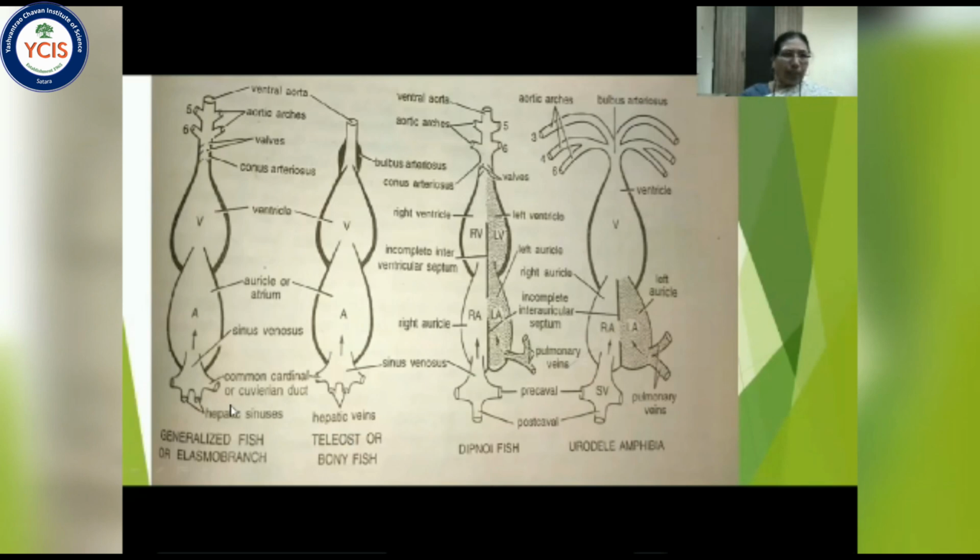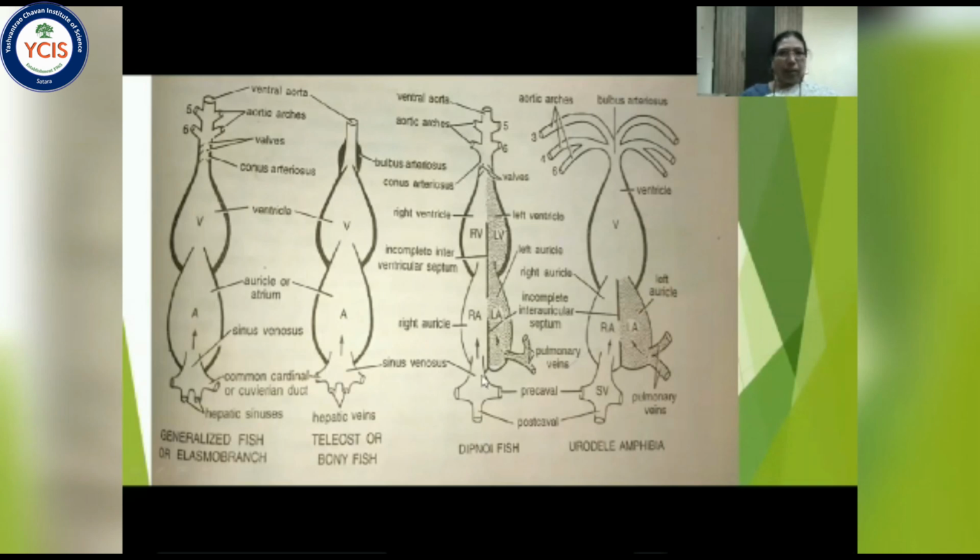Then in bony fish, similar to Scoliodon, the sinus venosus opens into the auricle, the auricle opens into the ventricle, and the ventricle opens into the arteriosus. It is called the bulbus arteriosus. It consists of only a single valve and it is muscular, and when the ventricle contracts, it inflates like a balloon and joins the ventral aorta.